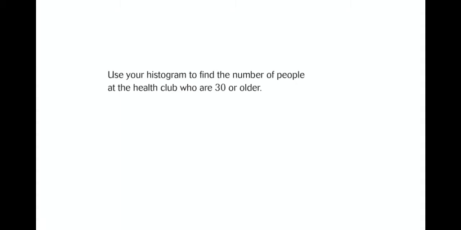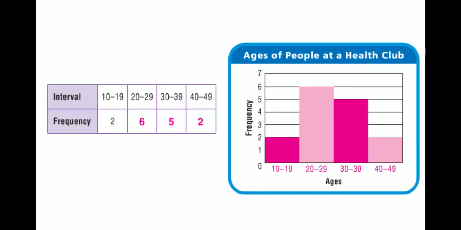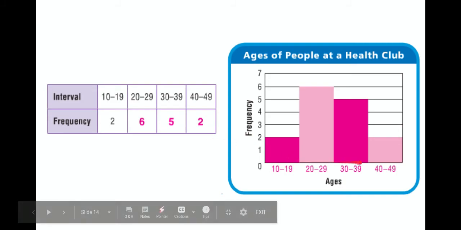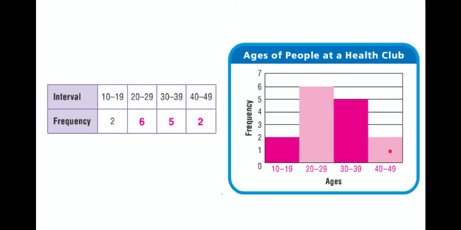Okay, so hopefully you looked back at your histogram and discovered that your answer should be 7. I'm going to go back and look at the histogram and explain why. So we wanted to know how many people were 30 or older. So basically anybody in your 30s and anybody in your 40s. So we're adding these 2 bars together, which represent 5 and 2. There's 5 people in their 30s. There's 2 people in their 40s. 5 plus 2 is 7. So your answer should be 7. 7 people are 30 or older.